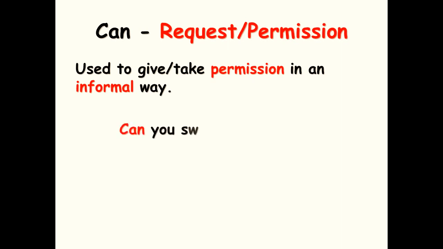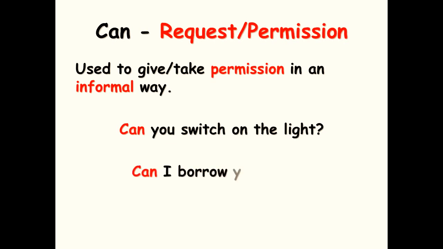For example, can you switch on the light? So you're making a request to switch on the light. The verb switch is in the present form. This is an informal way of making a request. Next example, can I borrow your book? The verb borrow that follows can is in the present form. This is an informal way of asking permission.